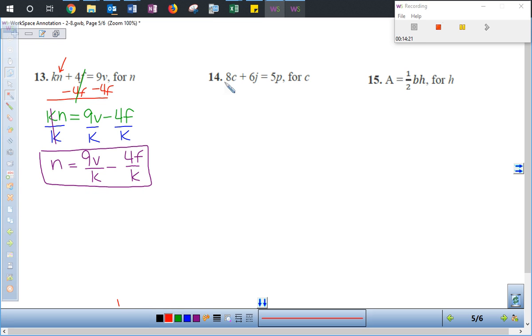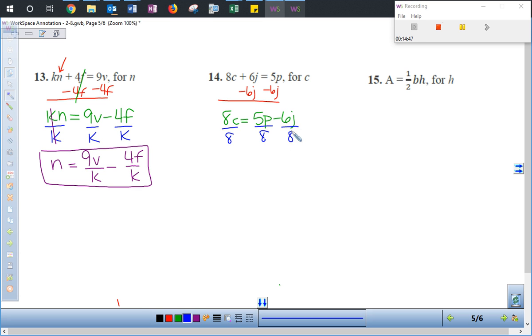Number 14, 8c plus 6j equals 5p. I want to solve that for c. So I need to subtract first, and I'm going to be left with 8c equals 5p minus 6j. Then I need to divide each term by 8.